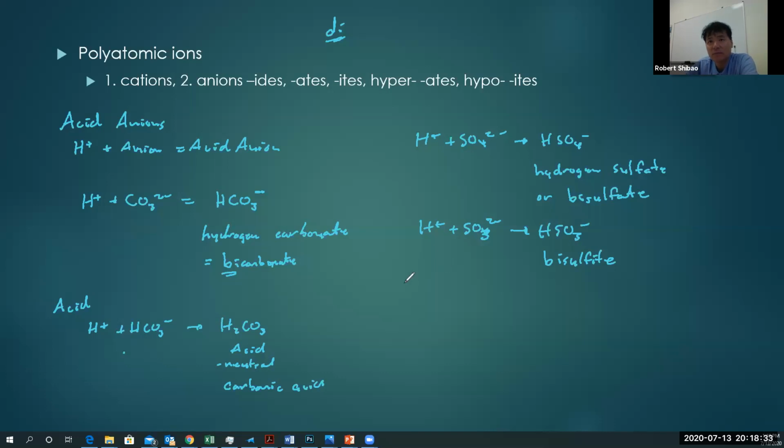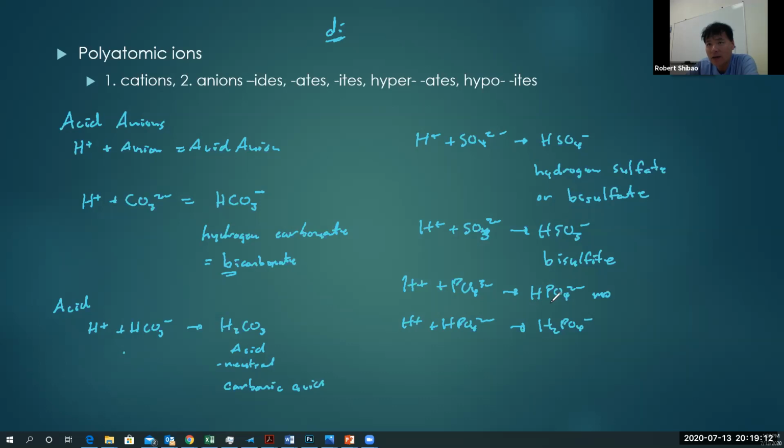Phosphate's an interesting one because if I take H plus and phosphate, PO4 3 minus, I can make HPO4 2 minus. But if I take H plus and add that to HPO4 2 minus, I can make H2PO4 minus. If I take another H plus, I'm going to get neutral. I'm going to get acid. So these are 2 acid anions. Now I can't call this one biphosphate and this one biphosphate because they're different. And so this one, we can't use the prefix bi. We have to use this.